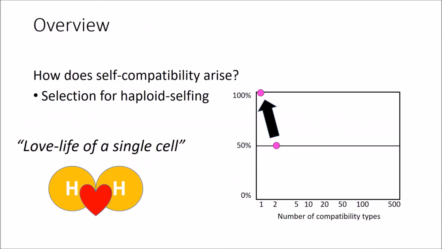So just to summarize this first part about the love life of a single cell. I've shown you in experimental evolution, as well as in this part on these natural strains, that haploid selfing is probably the main reason why self-compatibility might have arisen. It really increases your ability to mate, both if you are heterothallic versus homothallic, but also if you have different degrees of homothallism. The more homothallic you are, the more likely it is that you'll be able to find a mate.